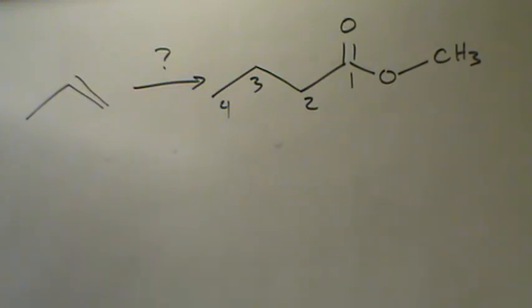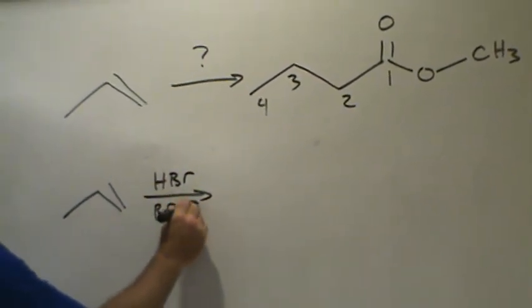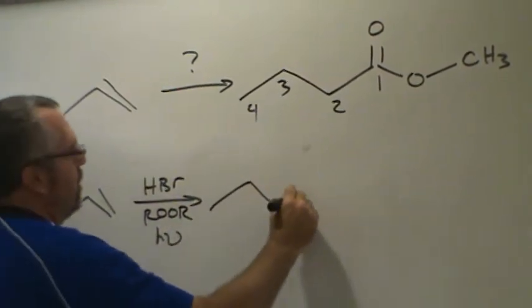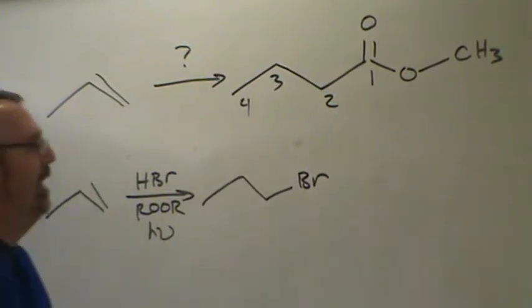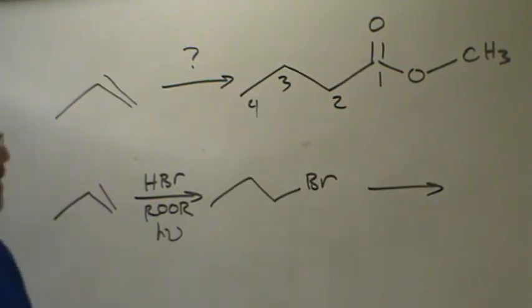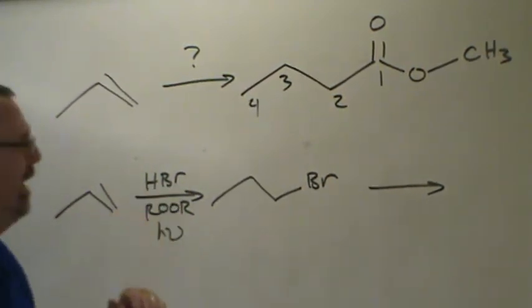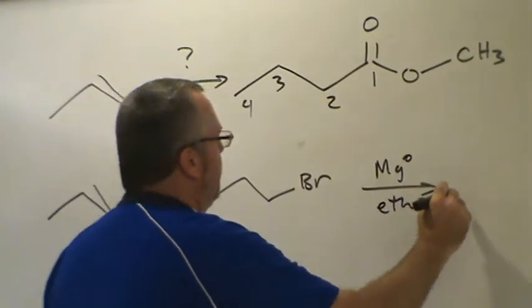Okay, we're back on, and I'm going to show you how to do this. It's actually quite similar to the synthesis problem I gave you a few minutes ago, earlier in this lecture. So for example, if we begin with an anti-Markovnikov addition, then you can take that 1-bromopropane and convert it into an organometallic. I think the last time, if I'm not mistaken, I converted it to an organolithium. So this time I'm going to switch it up and convert it into a Grignard reagent.